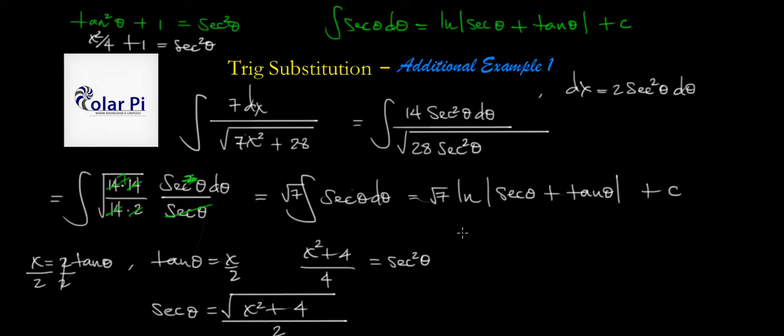So our final answer is square root of 7 times the natural log of secant theta, which is what I just wrote down, square root of x squared plus 4 over 2, and then plus tan theta. They both have a denominator of 2, so you could write them with a common denominator, but I'm just going to write x over 2 for tan theta. And then plus c, and so that's it for this first additional example.